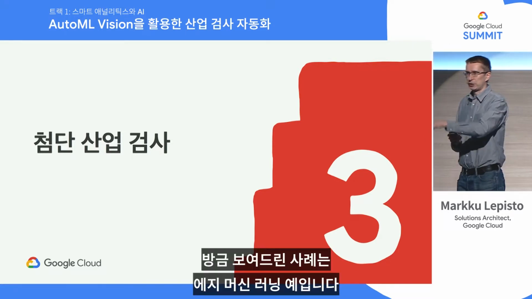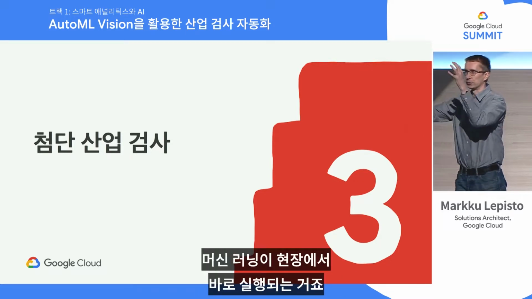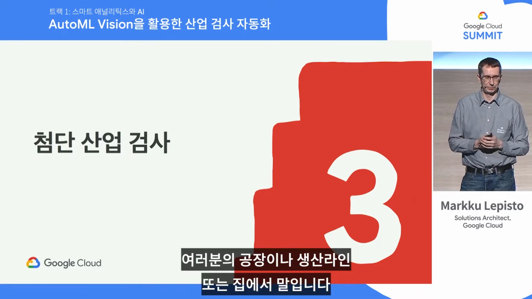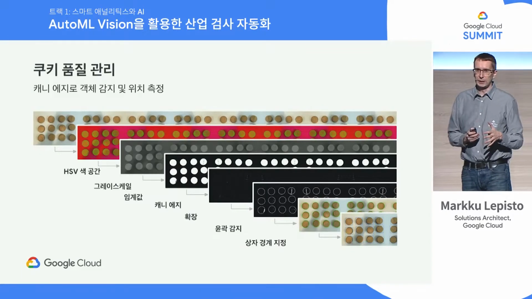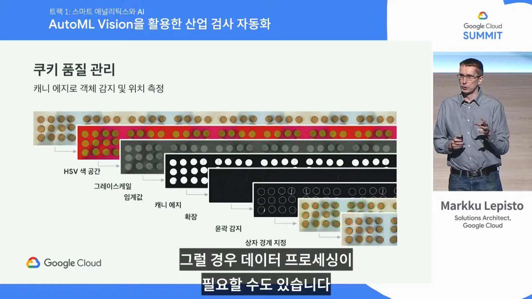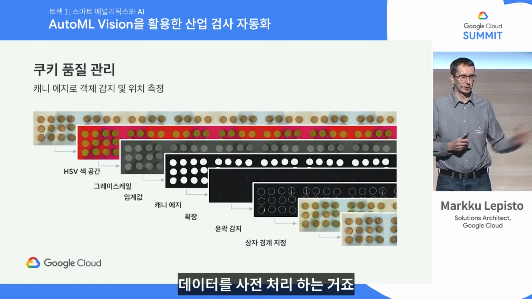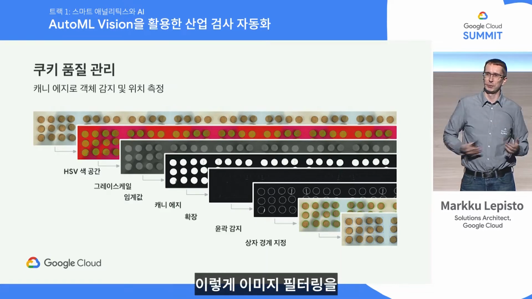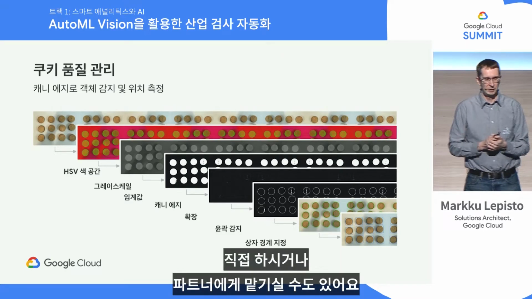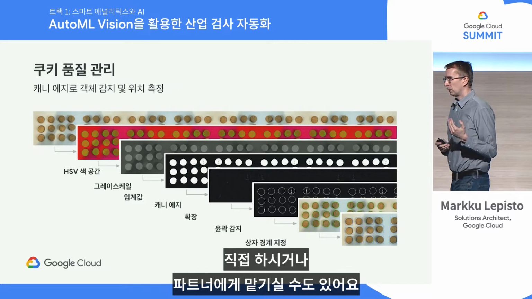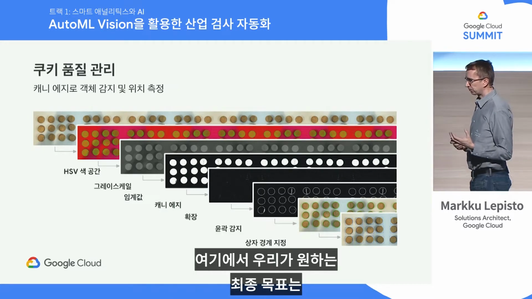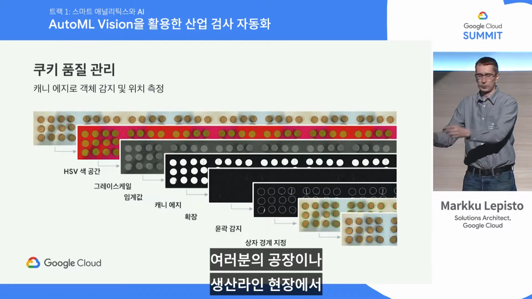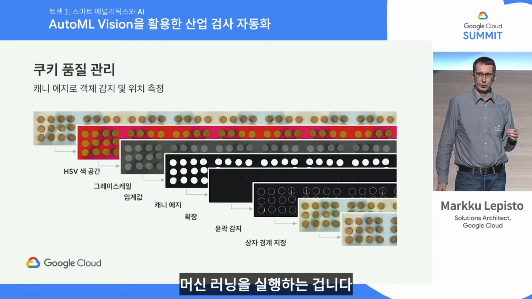Now that's an example of edge machine learning. Edge meaning that the machine learning happens right there, maybe in your factory, in your production line, in your house. When you do that, sometimes you need to process the data. So sometimes you need to do a bit of pre-processing, for example, to detect good cookies from bad cookies. You may need to do some image filtering, either yourself or with partners. It depends. And then ultimately what you want to do is to run the machine learning, in many cases, in your factory, in your production line.